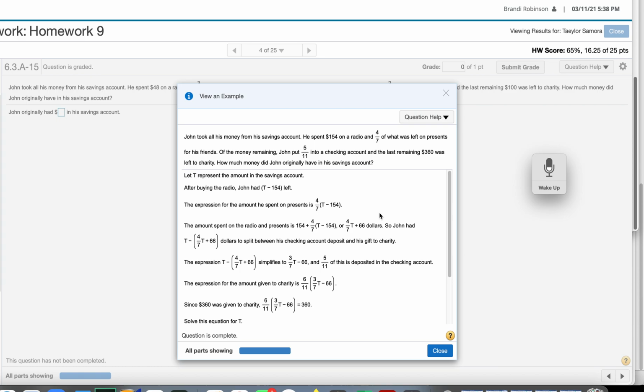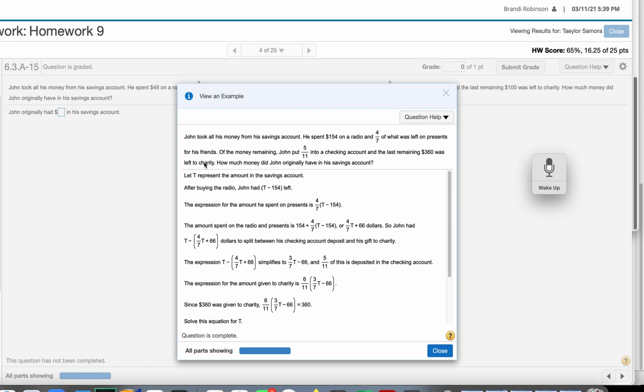So since we had a few questions about this, I want to run through this practice problem about John having money in his savings account and he's spending it on various things. So let's try and fill in the blanks here with some context. First of all, John took all of his money from his savings account. So he basically withdrew the full amount and he spent $154 on a radio.